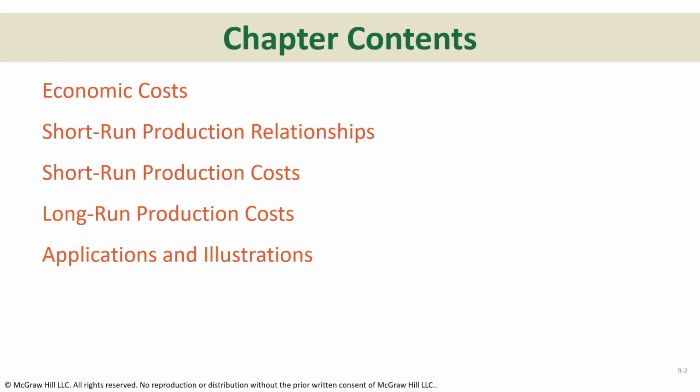Learning objectives. Explain why economic costs include both explicit and implicit costs. Relate the law of diminishing returns to a firm's short-run production costs. Distinguish between fixed and variable costs and among total, average, and marginal costs. Use economies of scale to link a firm's size and its average costs in the long run. Give business examples of short-run costs, economies of scale, and minimum efficient scale, MES.